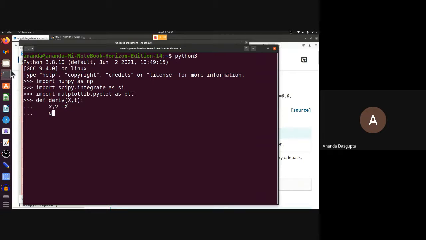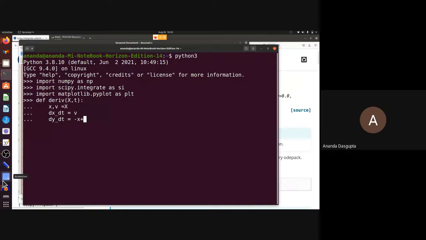And then I'm just using names which should be sort of obvious to understand. dx_dt equal to v, dv_dt. So what will this be? This will simply be minus x plus what? Anybody tell me what to type here?